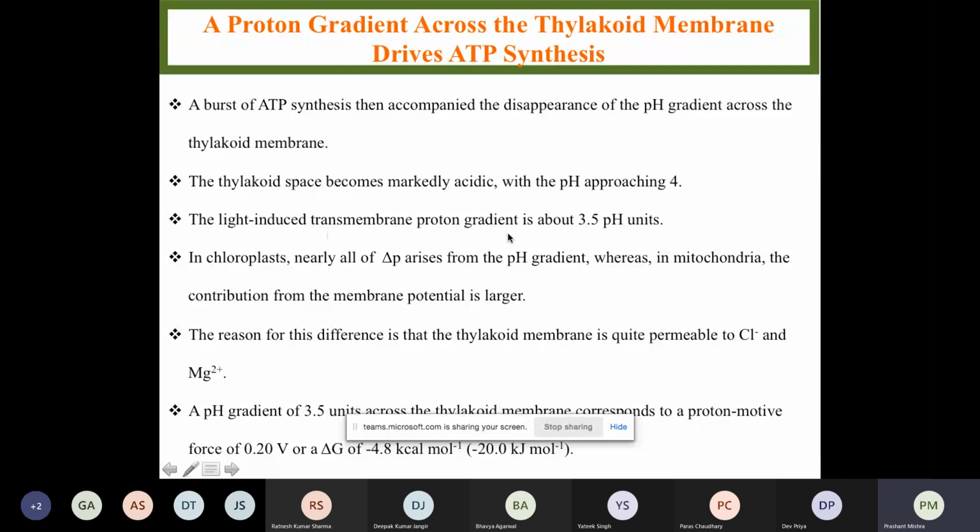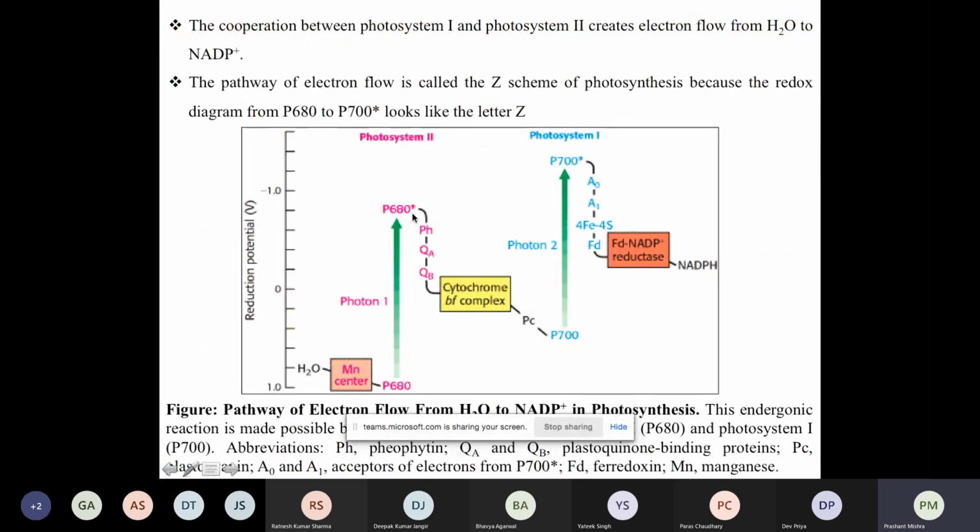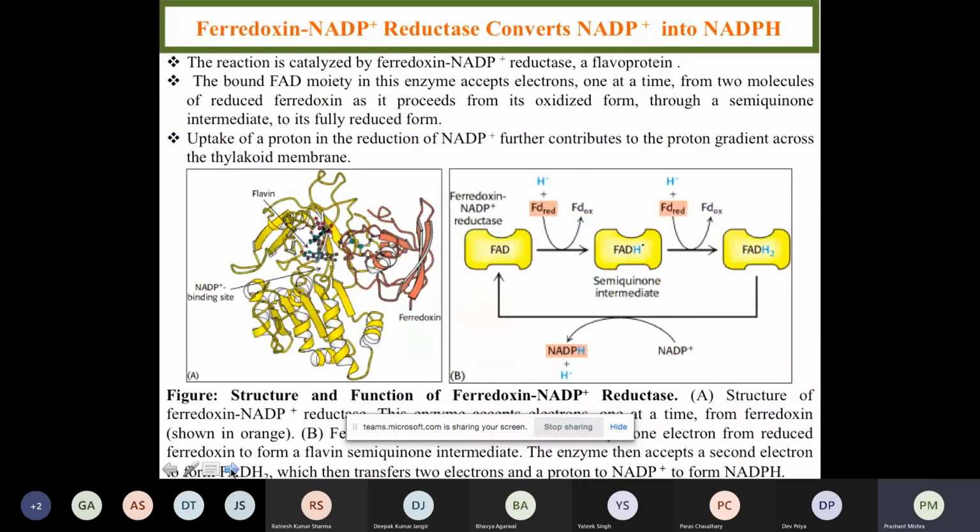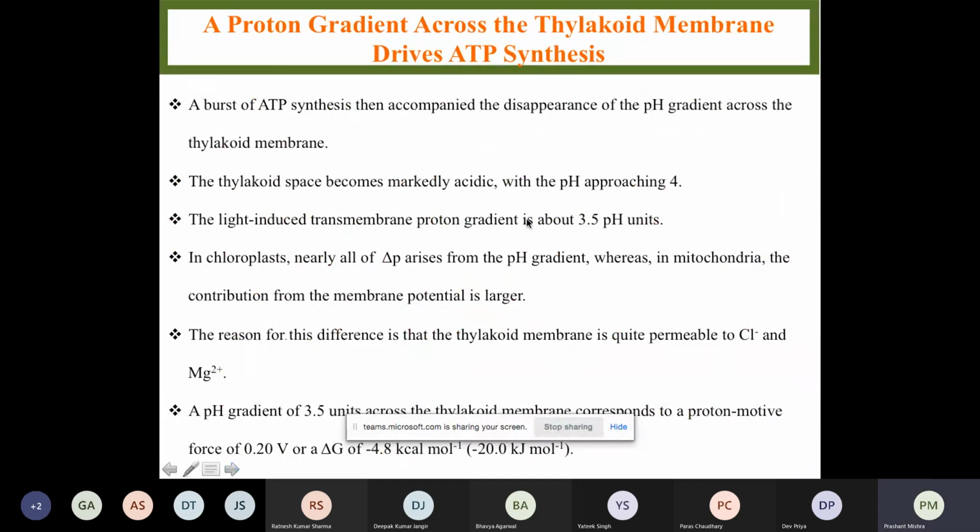So a light-induced transmembrane proton gradient is being created. When you have the light exposure, just go back to this slide. Here, what is happening? There is light which is exciting P680, and then electron is flowing, and then it is going to NADPH. Now, during this process of electron flow, the transmembrane proton gradient is being created, which is around 3.5 pH. And this 3.5 pH, if I calculate, will come out to be minus 4.8 kilocalorie per mole. So this pH gradient is the one which is going to synthesize your ATP.